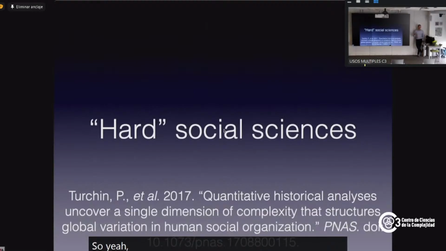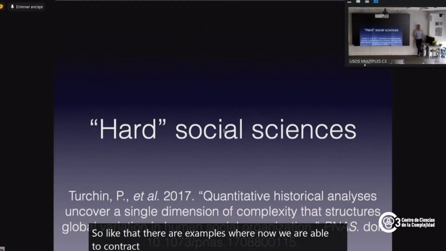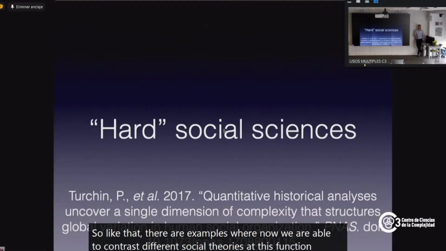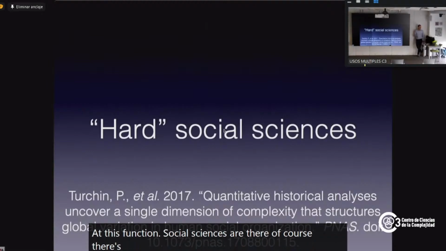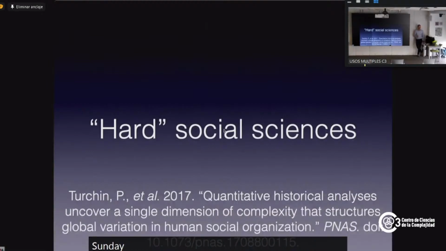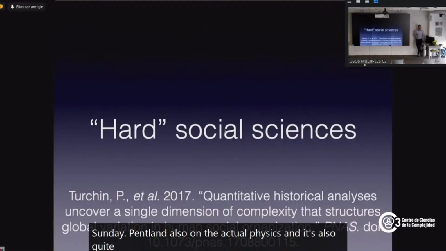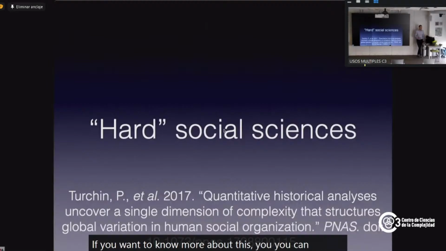Like that, there are other examples where now we are able to contrast different social theories, and this is making social sciences harder. Of course, there's also a book by Sandy Pentland, whose title is Social Physics, and it's also going in this direction. If you want to know more about this, you can check out his book, Social Physics.